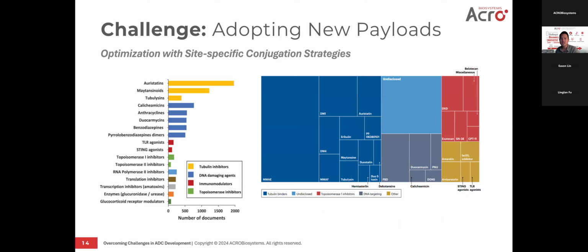Another challenge that we see is adopting new payloads. Even though MMAE has the largest percentage of current ADC drugs, we see an array of different types of payloads with different mechanisms of action. So in the next generation of ADC, we're not just limited to 1 to 3 major payloads, perhaps. So there's a challenge on how to account for those potential variabilities or conjugation of different types of payload as well.